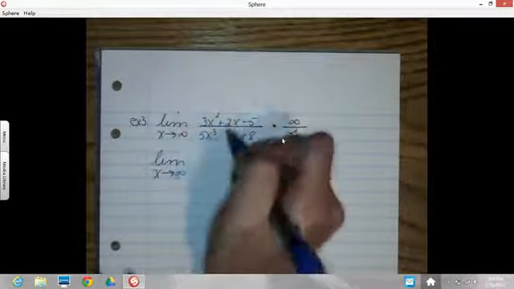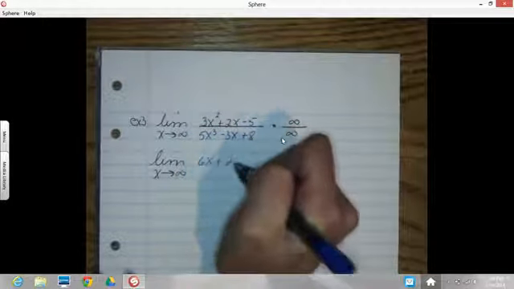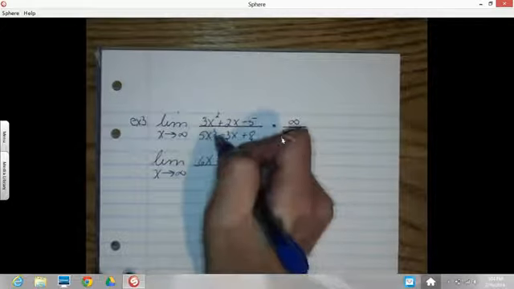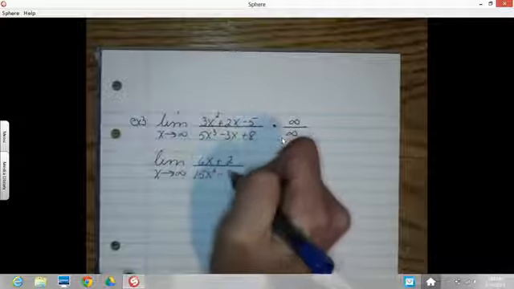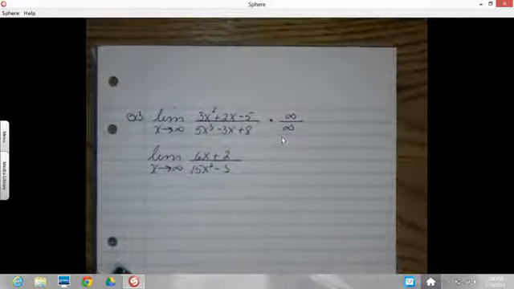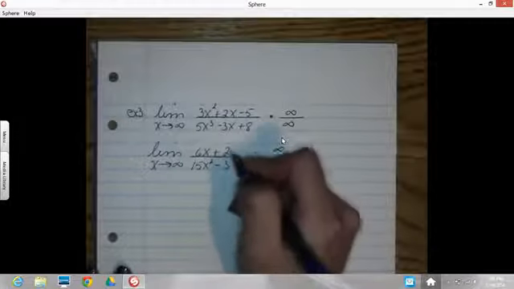I will get 6x plus 2 over 15x squared minus 3. Plugging infinity in here, 6 times infinity plus 2 is going to be infinity. 15 times infinity squared minus 3 is still infinity. I got an indeterminate for a second time. Well, L'Hopital said all I got to do is do the derivative of the top and the derivative of the bottom. So I get to keep going until I get something.